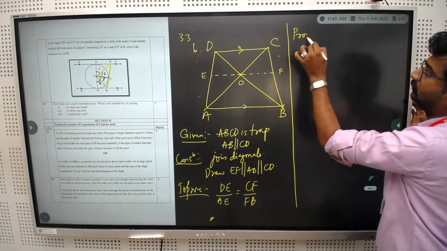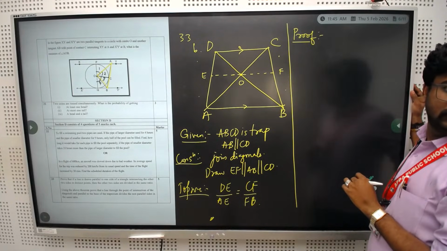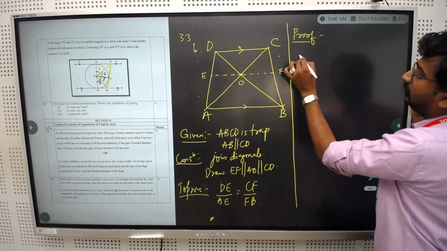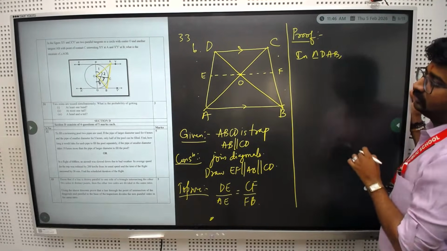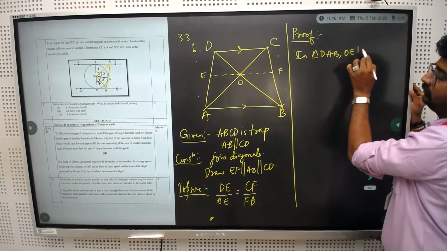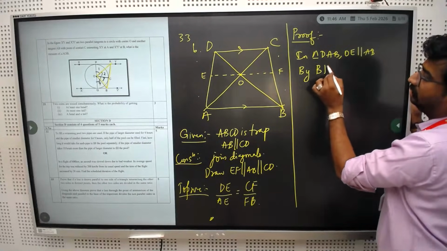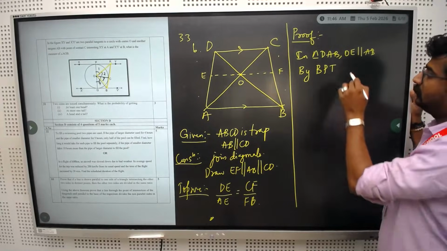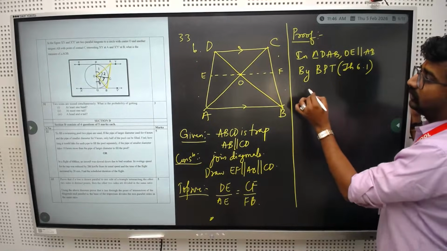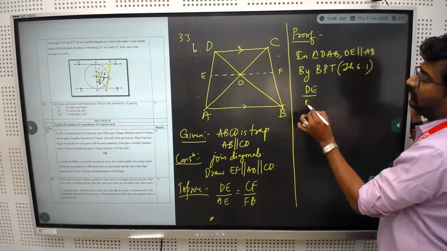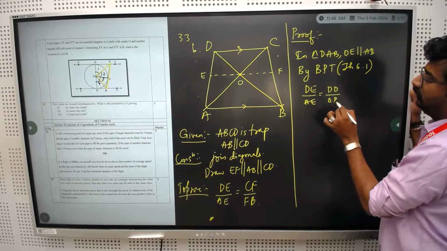Coming to proof. Listen here, girls. Coming to proof, in triangle DAB, OE is parallel to AB, by BPT, which is nothing but theorem 6.1. I will say DE by AE is equal to DO by OB, equation 1.